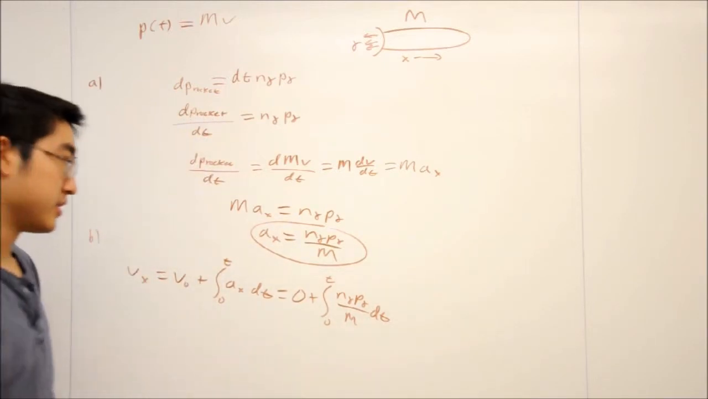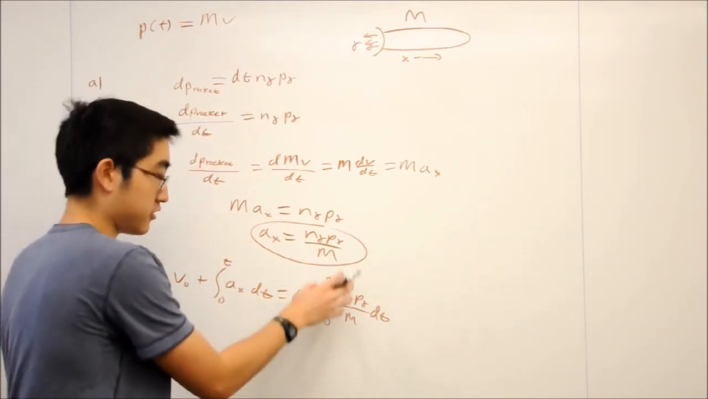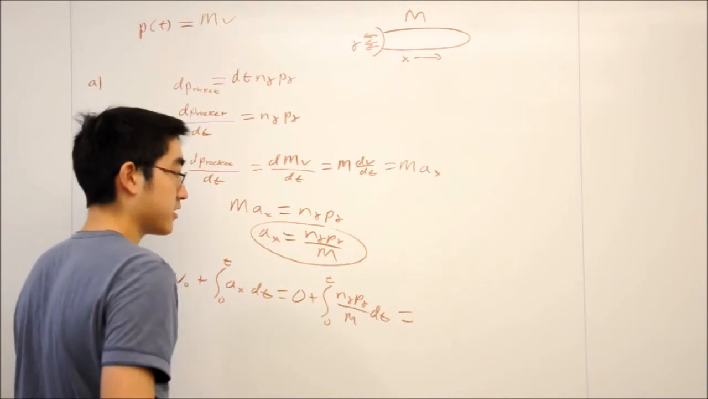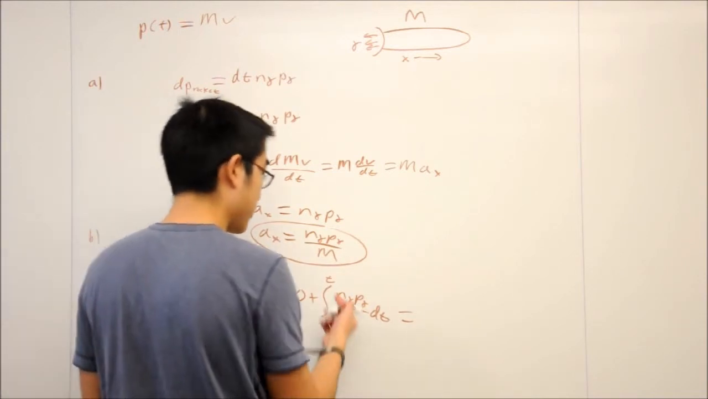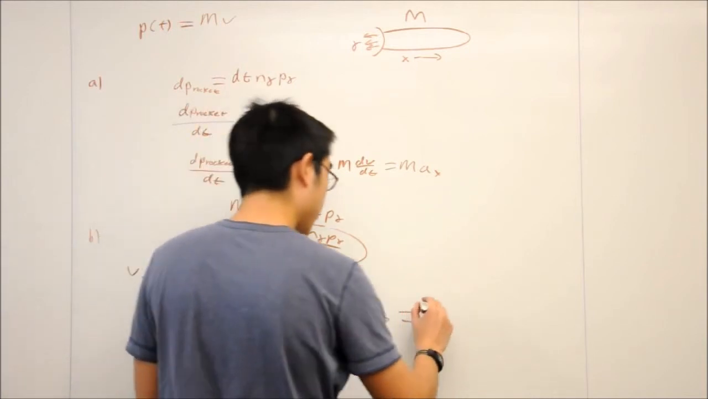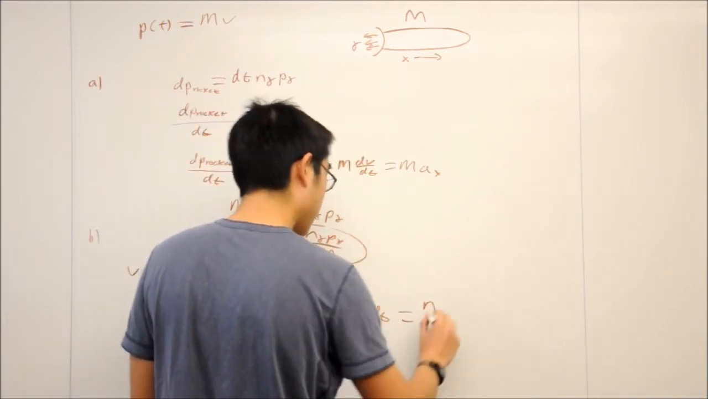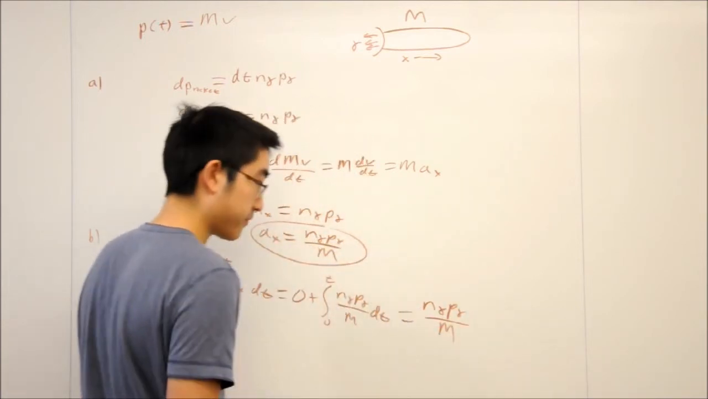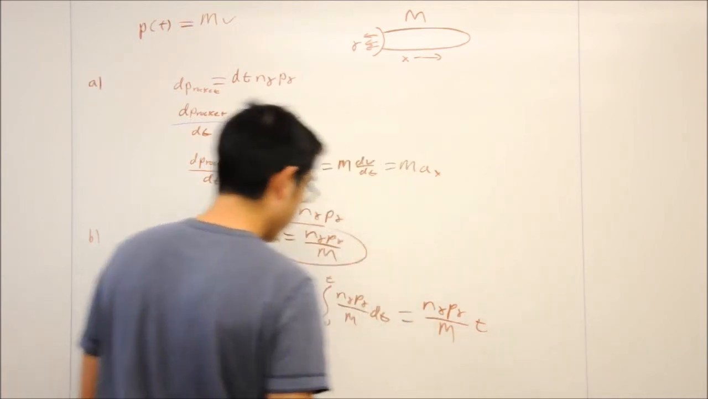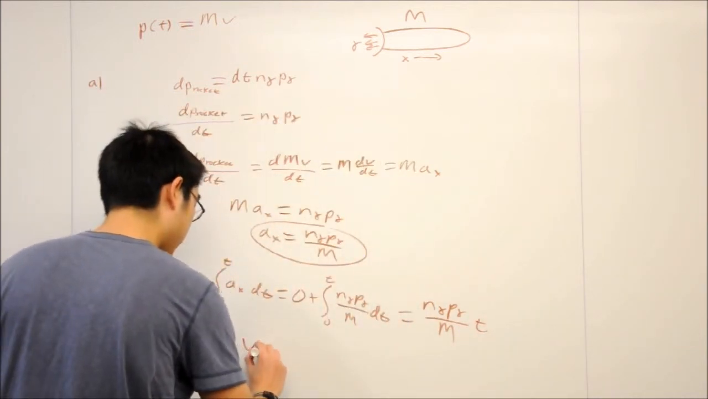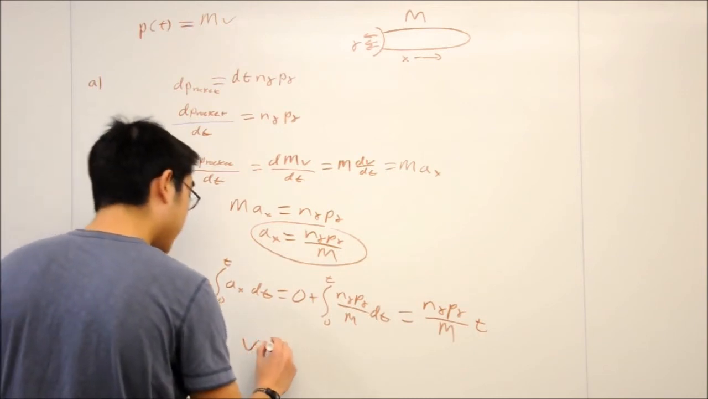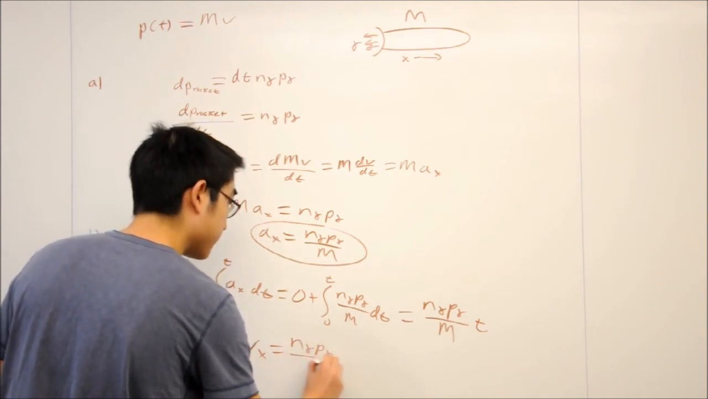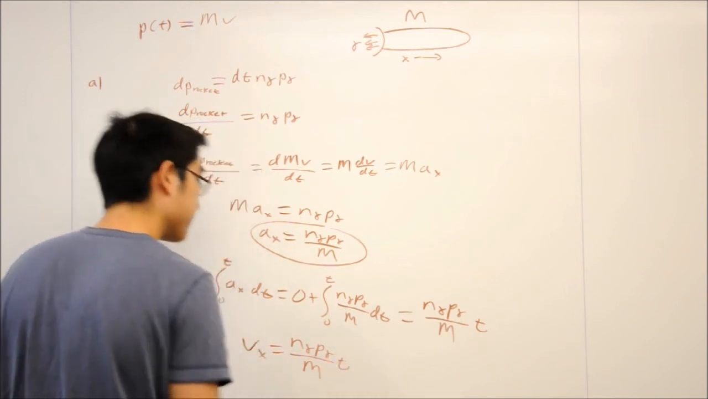Now, n lambda and p lambda are constant as well as big M, so this whole term is constant, which means that the integral is just the constant times little t. So we've got n lambda p lambda over big M times t. So let's just write that again. The final velocity at time t in the x direction is n lambda p lambda over big M times t.